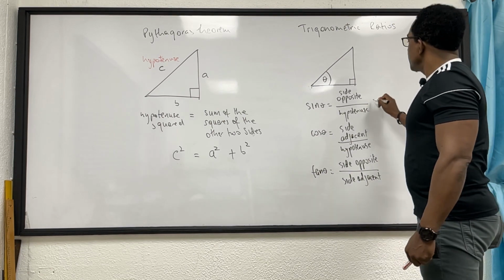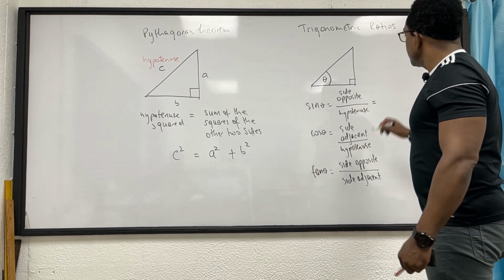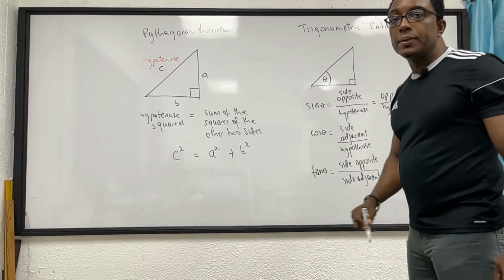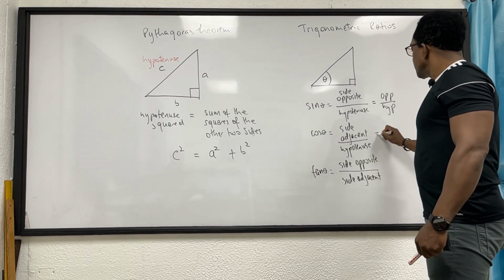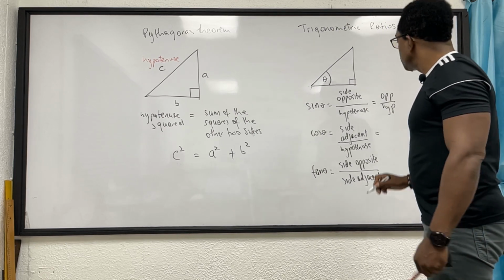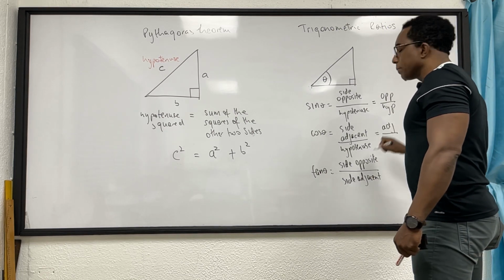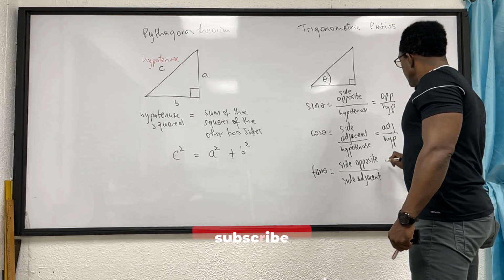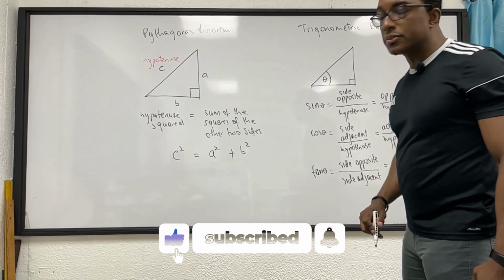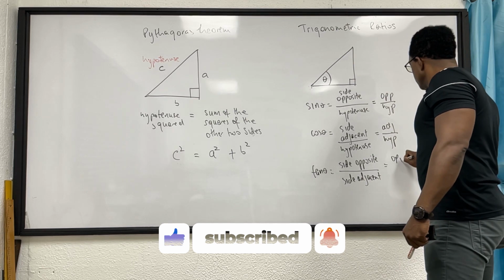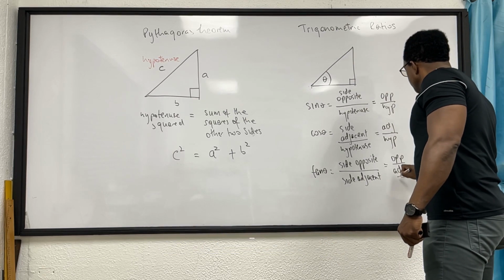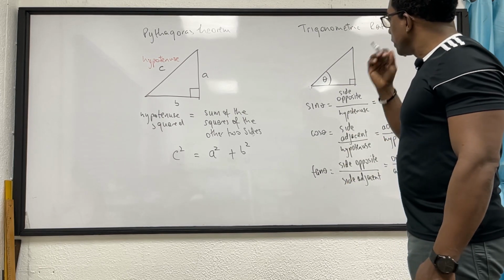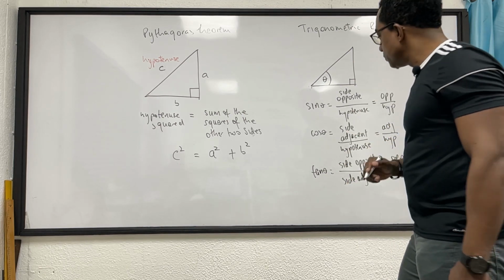Of course, side opposite, we often write it as OPP over the hypotenuse HYP. We know cos theta is side adjacent, which is ADJ, so we abbreviate ADJ over HYP. And tan theta is equal to side opposite over side adjacent. And most students remember our trig ratios by using SOHCAHTOA.